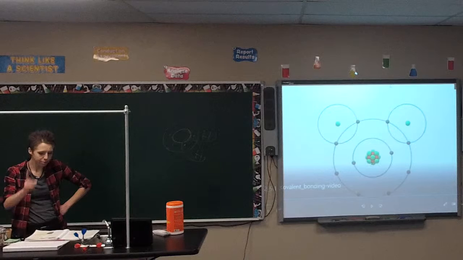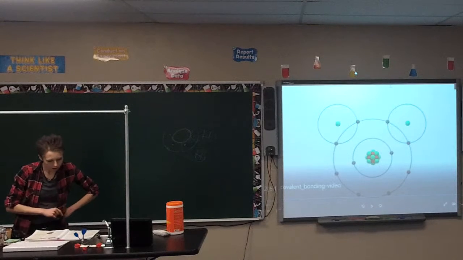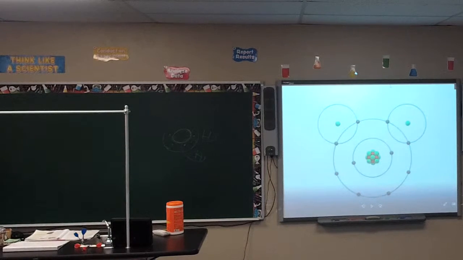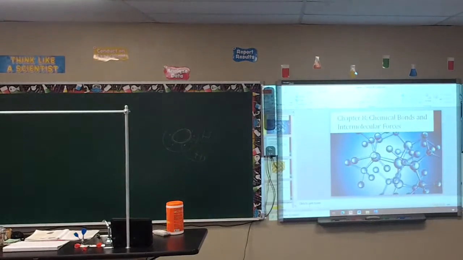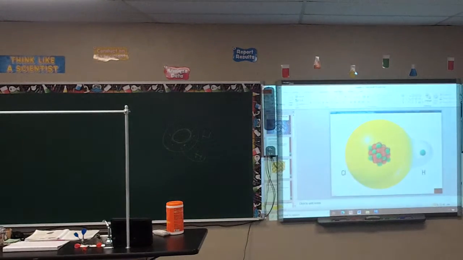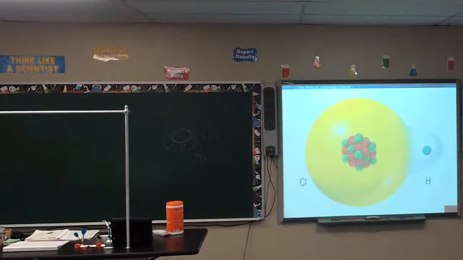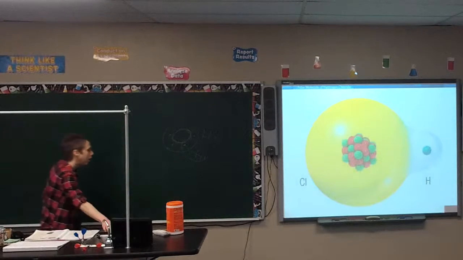Alright, anyone have any questions about this? Alright, so your book points out that these are typically between the nonmetals, and you can have a couple of different bonding types in this section as well. You can have a single, double, or a triple bond between the nonmetals, depending on how many electrons they need to share to be happy.